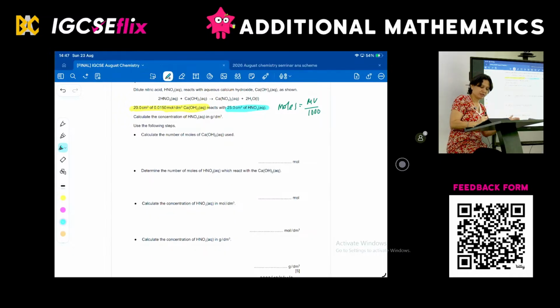Hydrogen is 1. Okay, you might need this. Hydrogen is 1. Nitrogen is 14. Oxygen is 16.